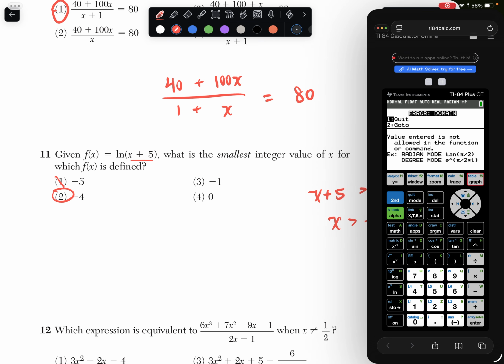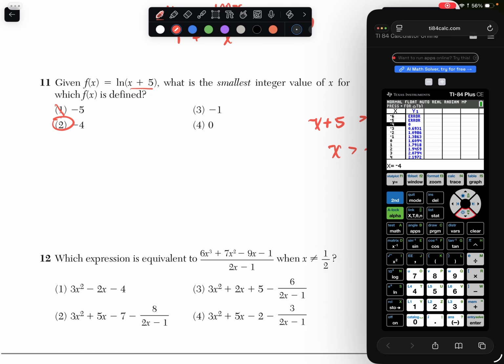And if you graph it, I guess we can graph it. If we graph ln of x plus 5, we do see the smallest integer. If we look at the table, it's not defined at -5. So the smallest integer would be at -4, which is equal to 0.